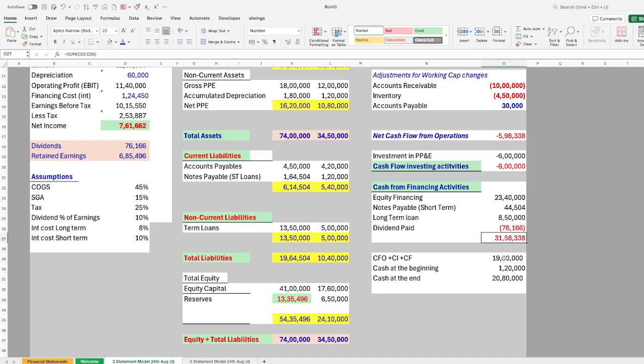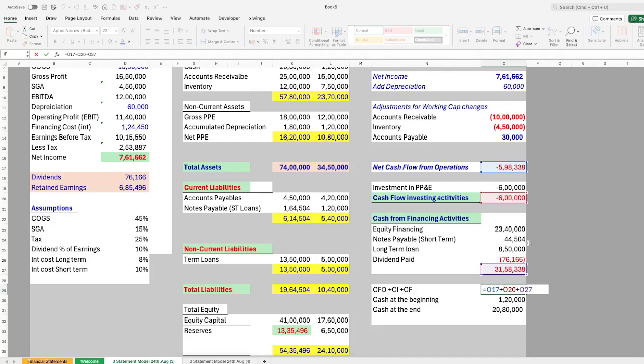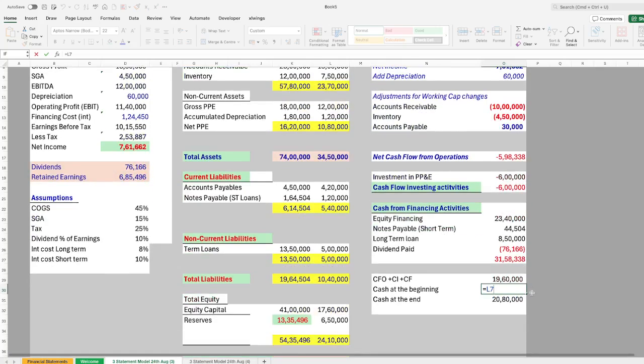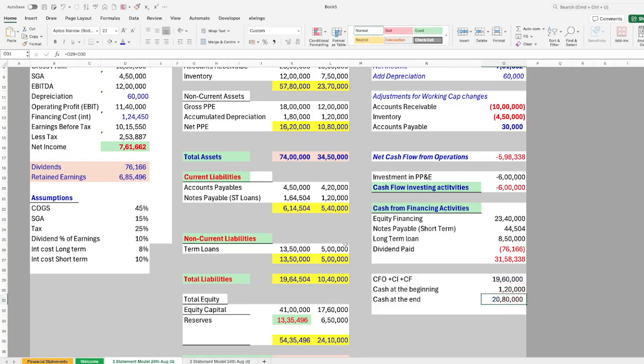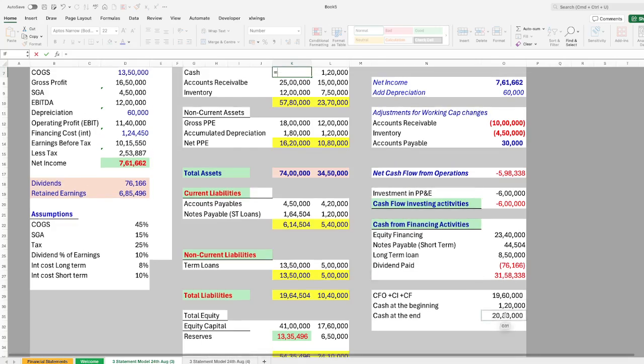If you add everything together, cash flow from financing activity, cash flow from investing activity, and cash flow from operations, you'll get a balance. Take your beginning balance from your balance sheet and add the net cash flow. That will go into the cash in your balance sheet, so that is directly linked from here.